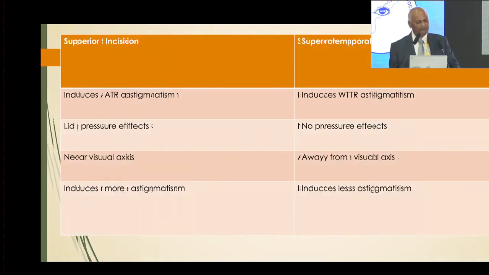If you compare the position, if you go superior, it induces against-the-rule astigmatism, and the lid pressure effect is there. It is near the visual axis, so it also induces more astigmatism. But if you go supratemporal or temporal, it induces with-the-rule astigmatism, with no pressure effects, away from the visual axis, and induces less astigmatism.